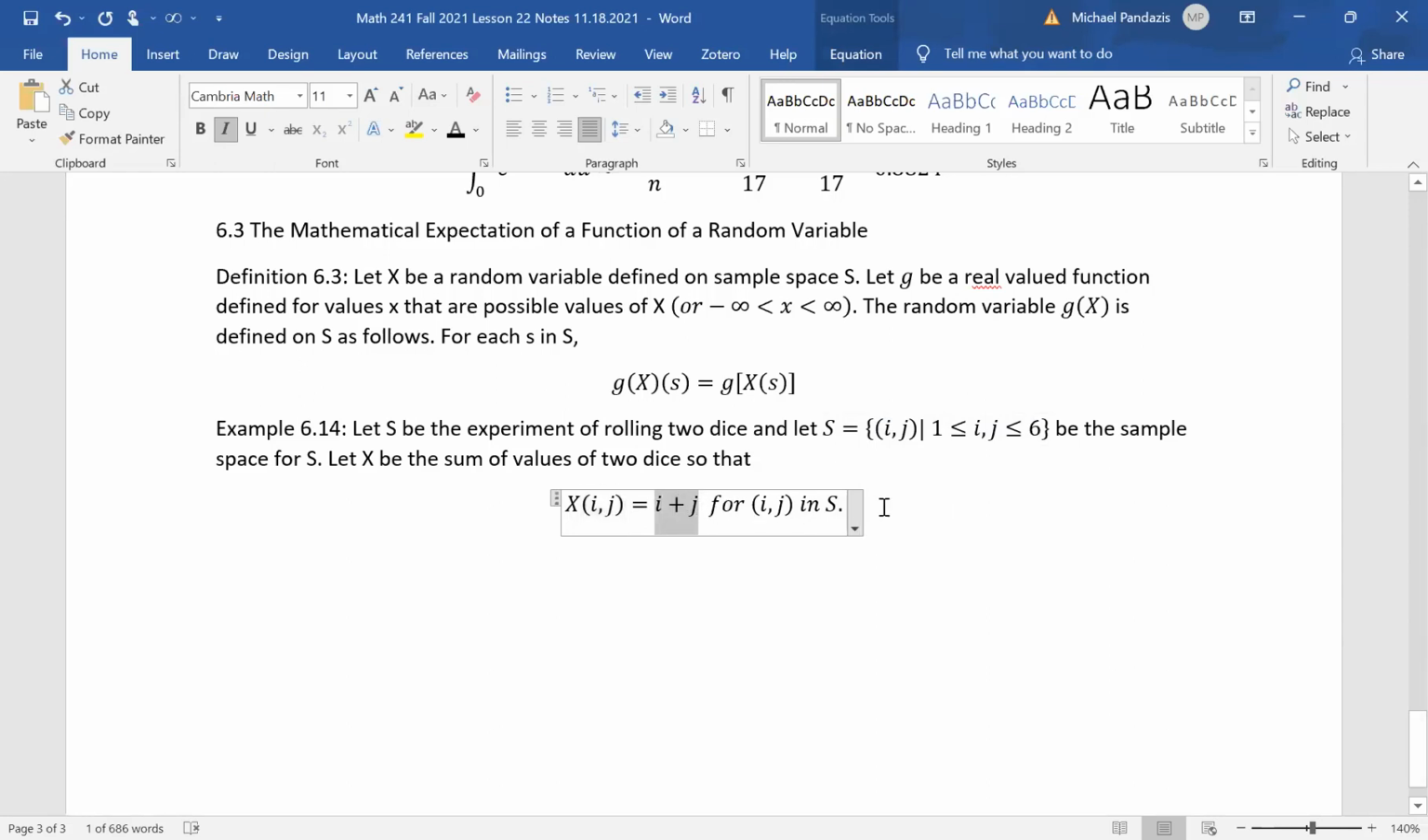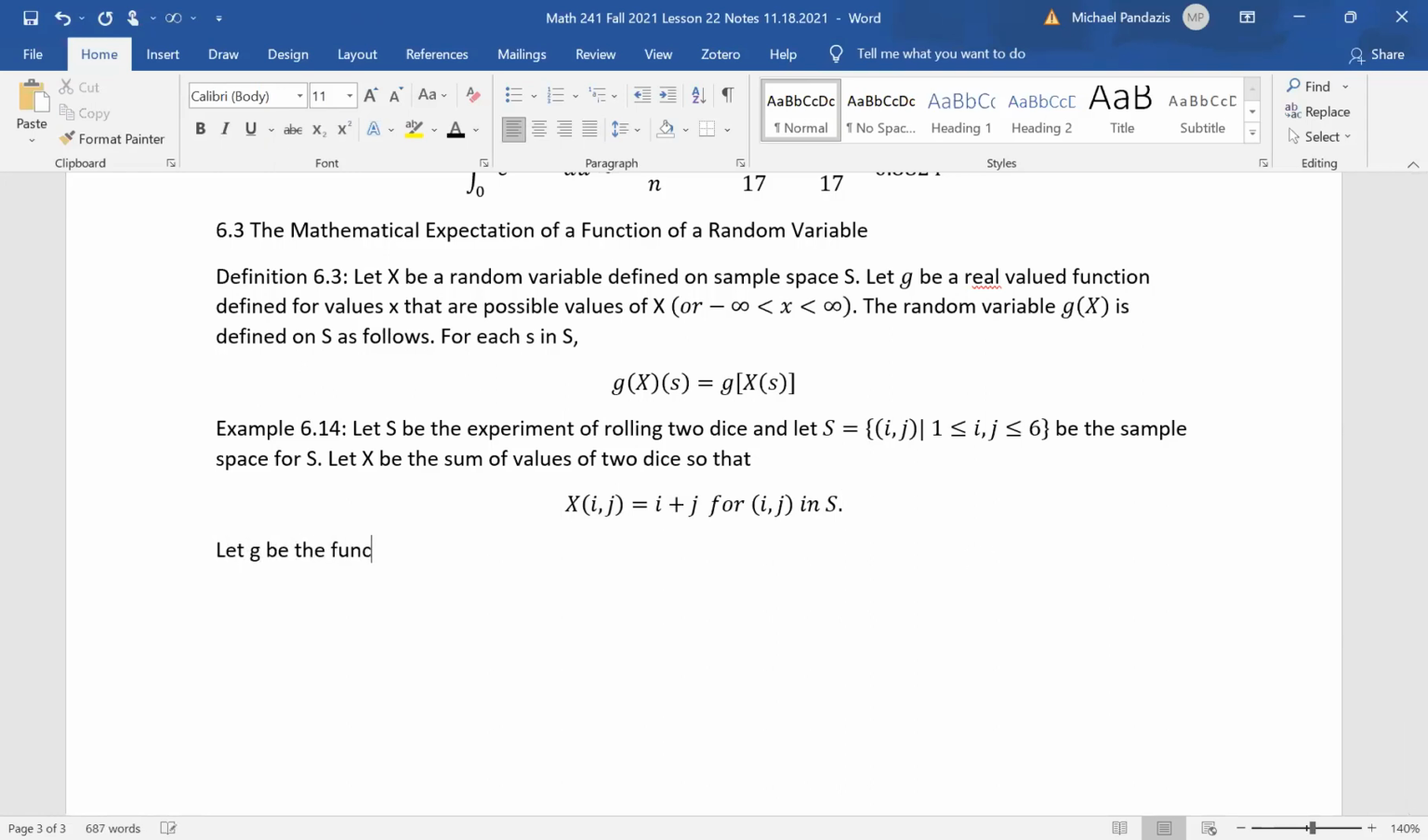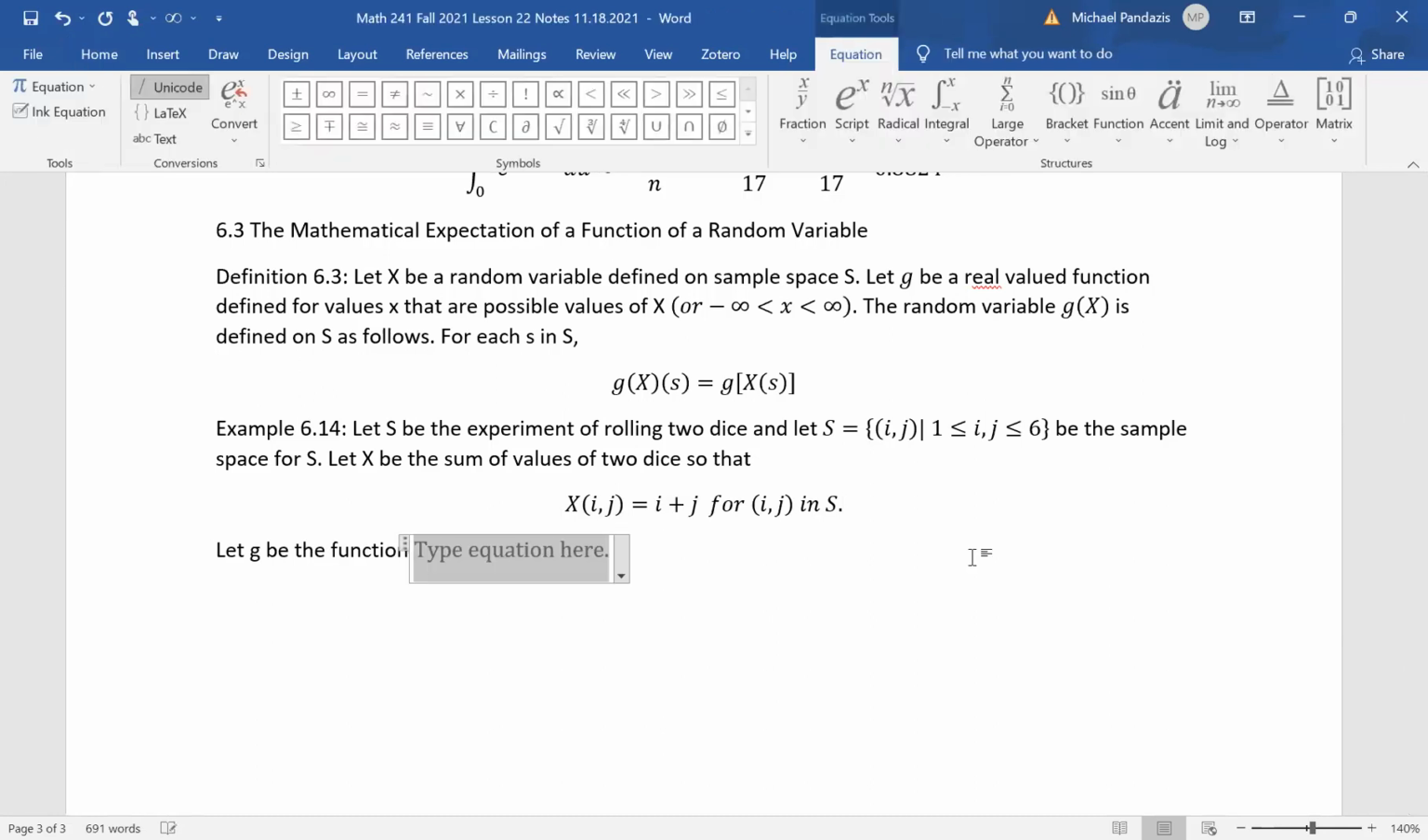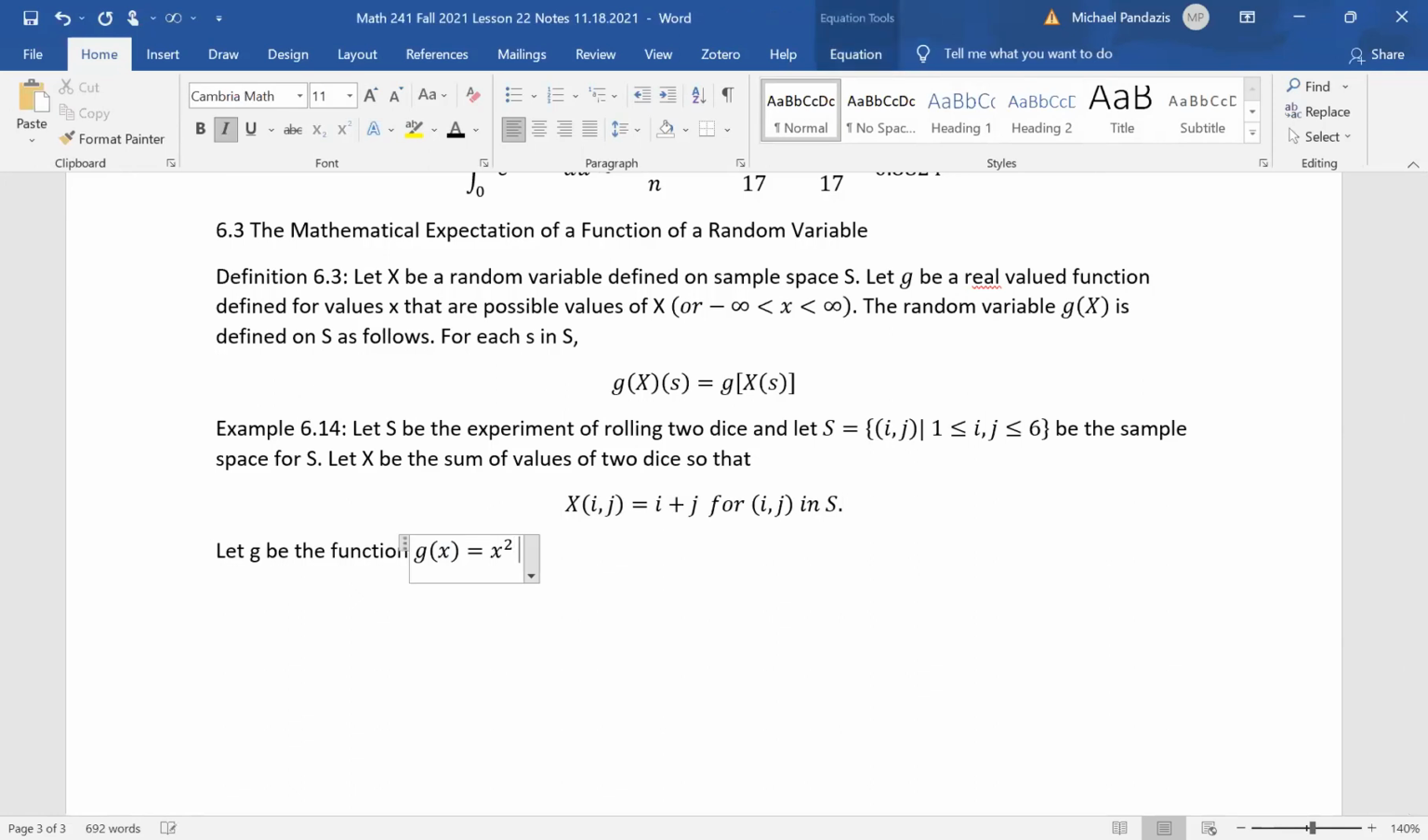So I plus j. Okay, and this is defined for all (i, j) in the sample space S, which is the set of ordered pairs, right? So X of (i, j) is a function, a random variable where the input is an ordered pair (i, j), and the output is the sum i plus j. Okay, let g be the function g of x, which is equal to x squared, for negative infinity less than x less than infinity.